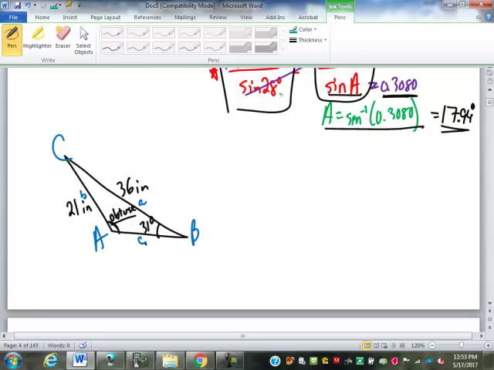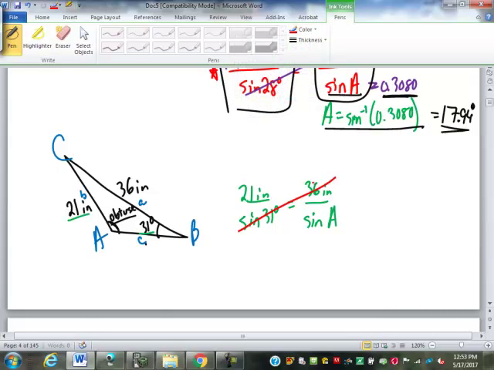21 inches over the sine of 31 degrees, its opposite angle. Now the only other piece of information I have is the 36-inch side. What's its opposite angle? Sine A. Good.